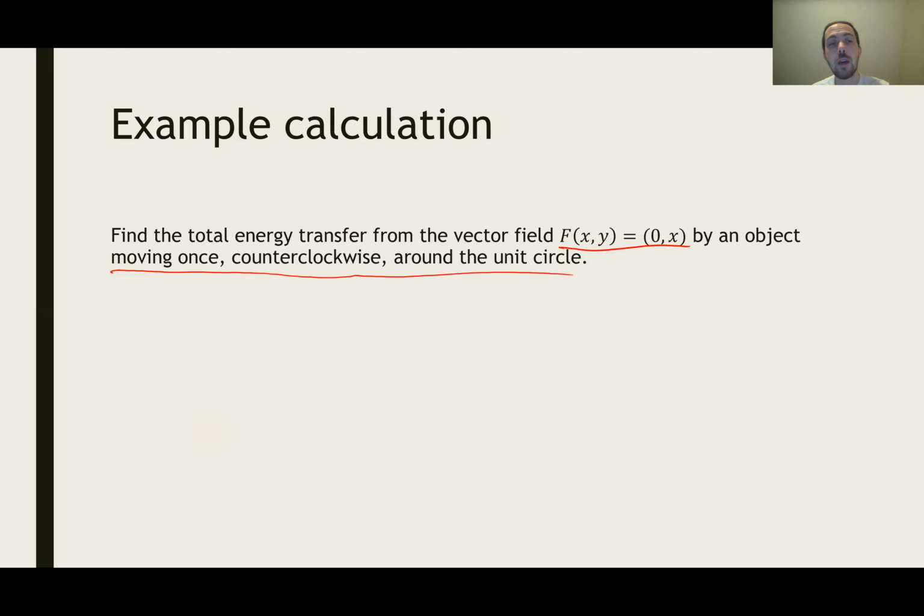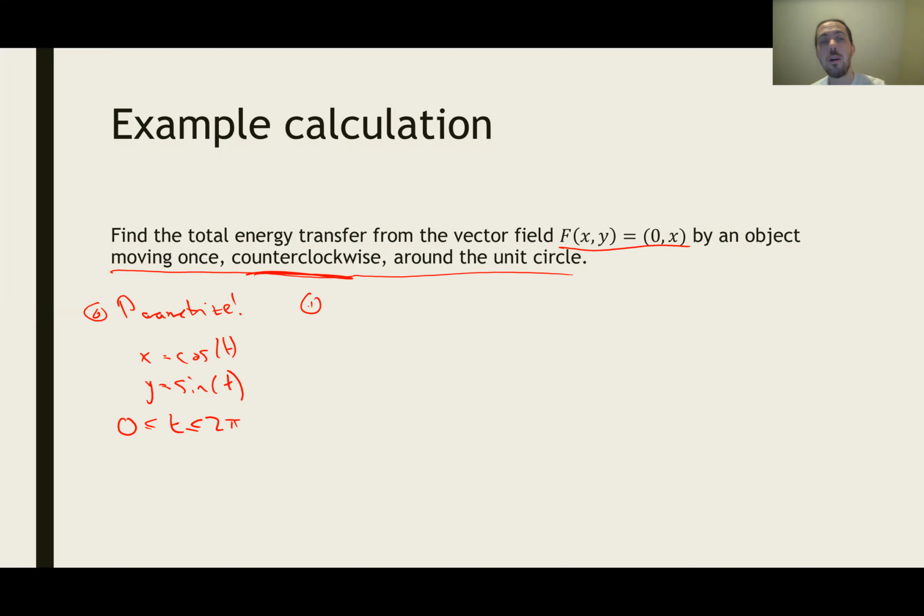So the first thing we have to do is we always have to parameterize. In this case, we've got an object going around the unit circle. So we can parameterize that by saying x is equal to cos of t and y is equal to sine of t. That parameterizes moving counterclockwise around the unit circle. And to get the right amount of time, we have to say that we're going between 0 and 2 pi. That gives us a trip once counterclockwise around the unit circle.